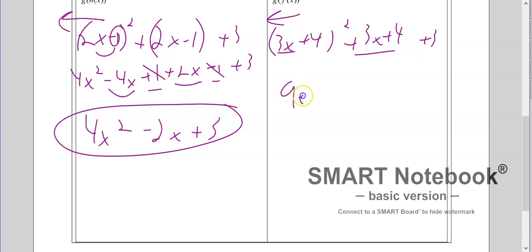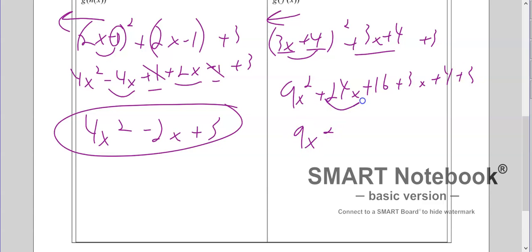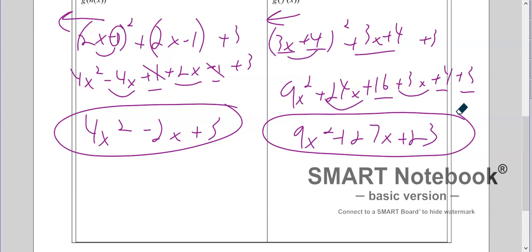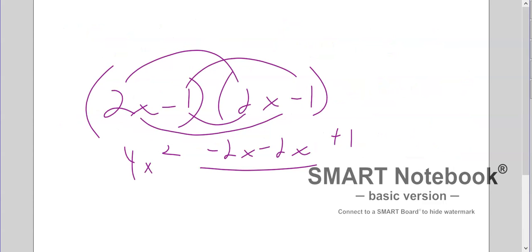Square the first, multiply 12x, double 24x, square the last. And then the 3x plus 4 and the 3. 9x squared is by itself. 24x plus 3x is 27x. 16 plus 4 is 20, plus 3 is 23. Final answer. Almost done.